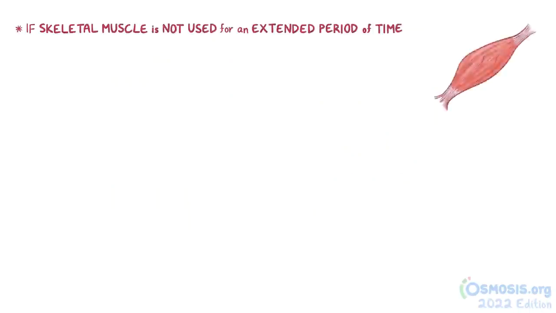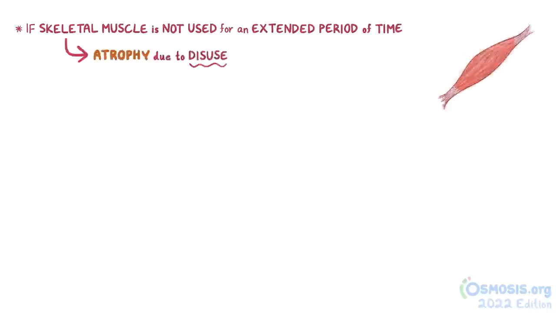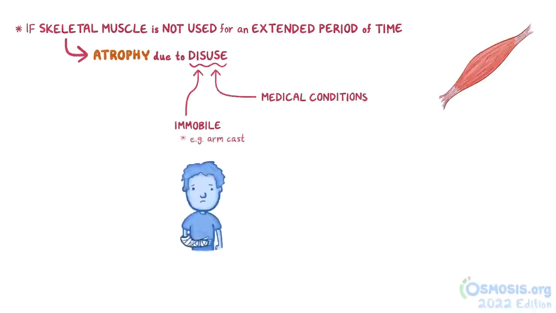If a skeletal muscle is not used for an extended period of time, it will gradually decrease in size or atrophy due to disuse. This can happen when immobile for an extended period of time, but it can also be caused by medical conditions as well. For example, this can happen when a person needs an arm cast to help the body heal from a broken bone.